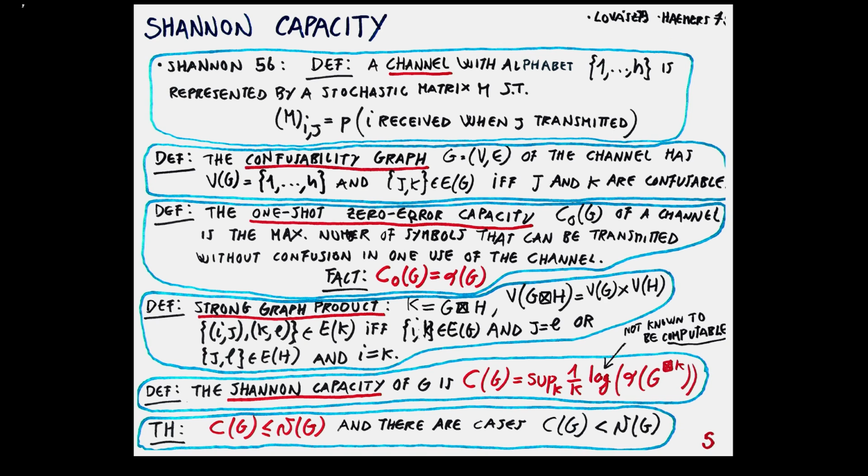And here is the definition of the single-shot or one-shot zero-error capacity, which I denote as C0 of the graph. In the end, if I'm interested not in the probability that symbols are confused, but only in whether they are confusable or not, then I can forget about the channel and just consider the confusability graph. This corresponds to the capacity of a channel when you use the channel only once, the one-shot zero-error capacity. So this is the maximum number of symbols that can be transmitted without confusion when you use the channel once. And just one minute of thought shows you that this is exactly equal to the independence number of the graph, because this is exactly the largest set that gives you this property.